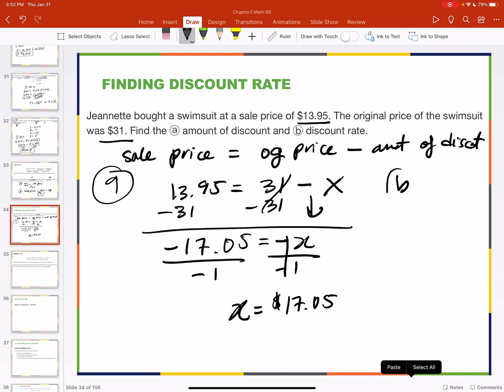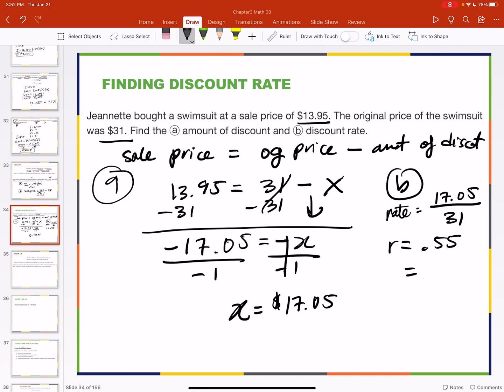So for the rate, this is the amount of discount. So the rate is the amount of discount divided by the original price. So rate is $17.05 divided by the original price, which is 31. So let's divide that by 31. And the rate is 0.55, but we need to express it as a percentage. So it's 55%. So discount rate is 55%.